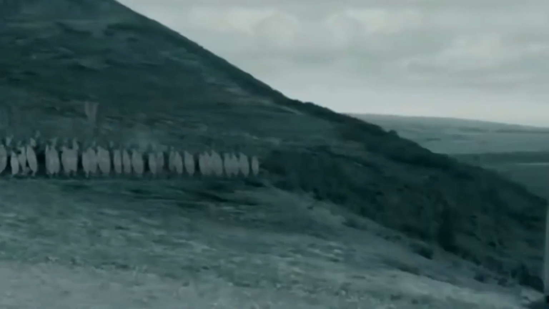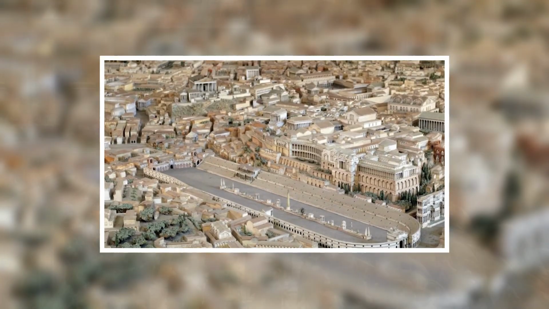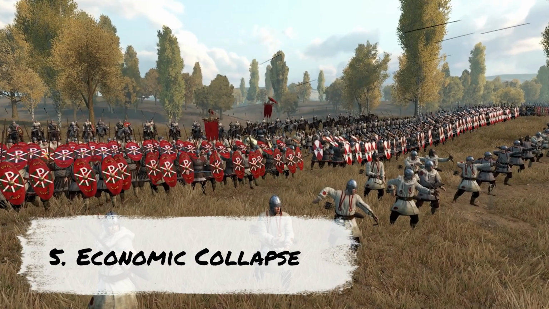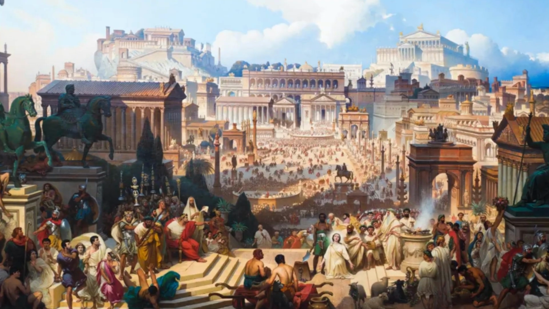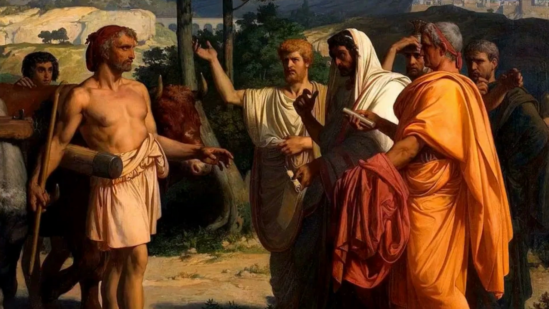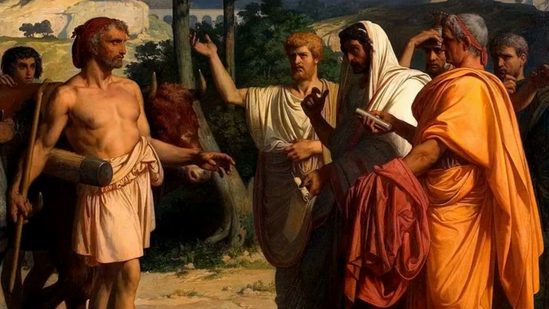These invasions exposed Rome's weakened military and political systems. The empire had become too weak to protect itself. 5. Economic collapse. Rome's economy was once strong, based on trade, agriculture, and slave labor. But over time, it began to crumble.